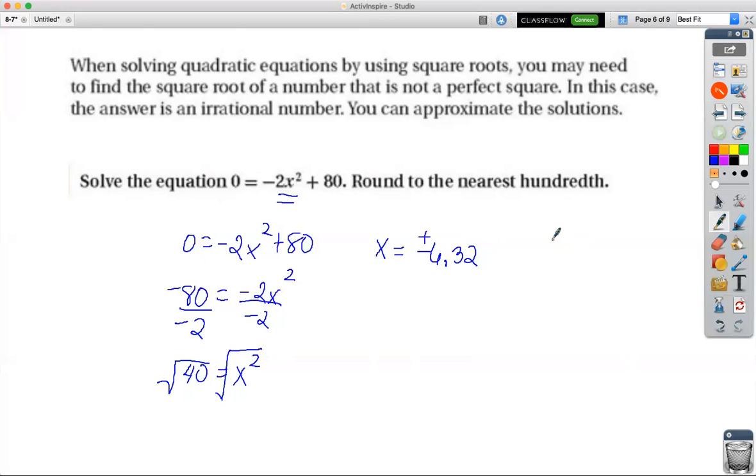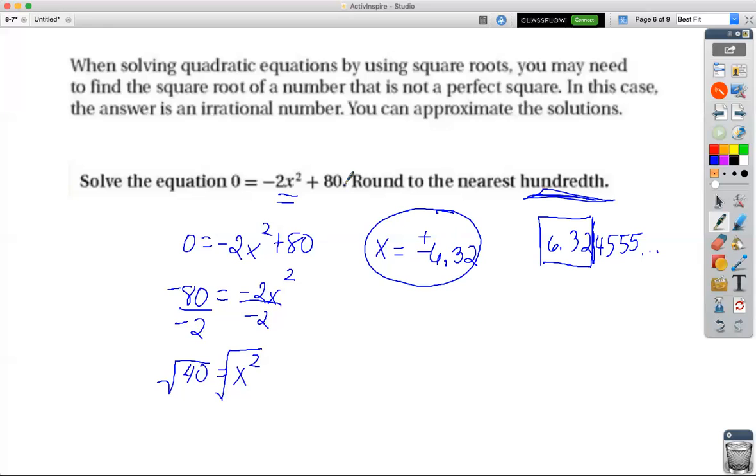Okay, so in your calculators, you would have seen something like 6.324555 and so on and so forth, right? But we're only rounding to the nearest hundredth per the instruction. So we stop at this value right here, checking if the next value will be helping us round up or stay at the same value. In this case, it's just 4. So then we say, okay, these are the answers to the given problem.